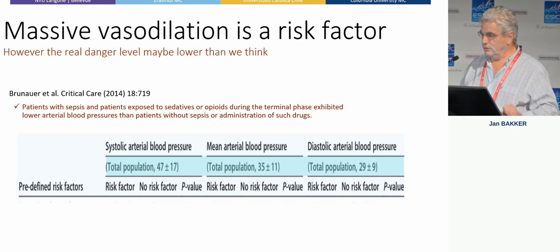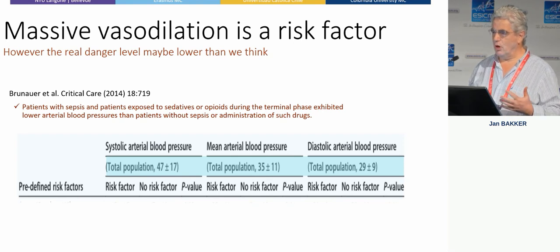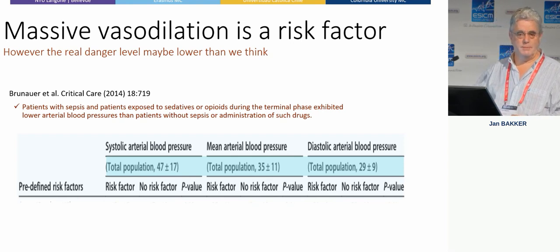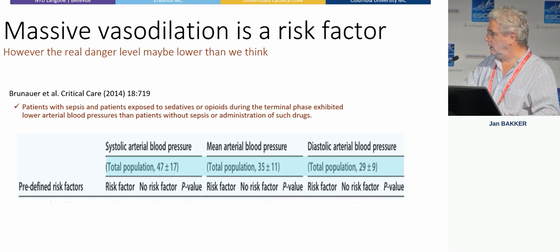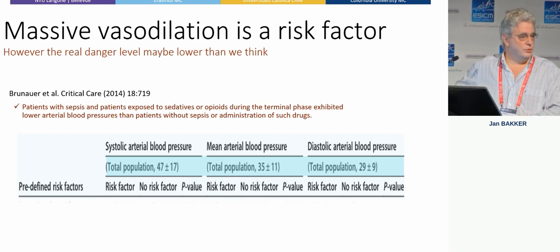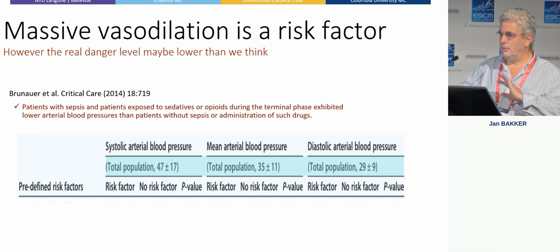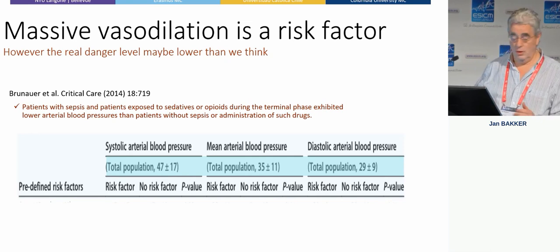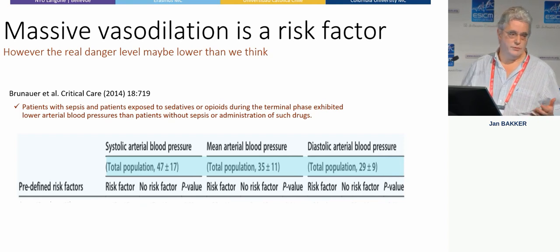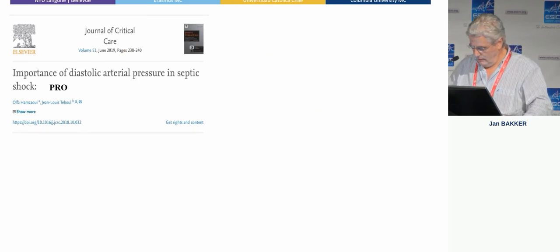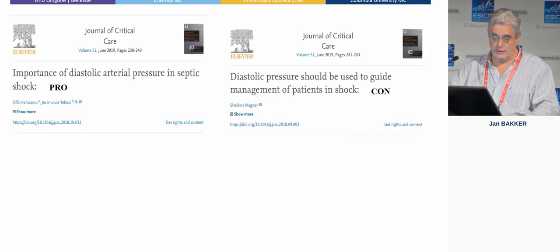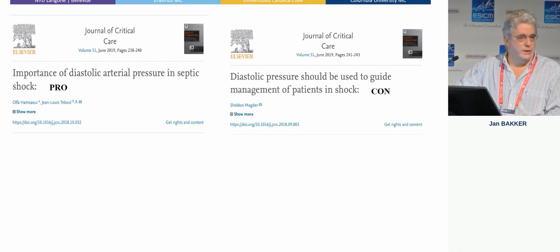We touched upon diastolic blood pressure a little bit with the previous speaker as well. We started a pro-con debate on diastolic blood pressure, and it was started in a discussion we had, I think in the Paris meeting, where Jean-Louis Teboul and Sheldon Magder discussed blood pressure and diastolic blood pressure. And Sheldon said, this is all bullshit. I'm not interested in diastolic blood pressure at all. Whereas Jean-Louis Teboul said, well, no, you have to treat diastolic blood pressure because that's very, very important. So I asked them to write a pro and con debate on this, and they completely disagree.